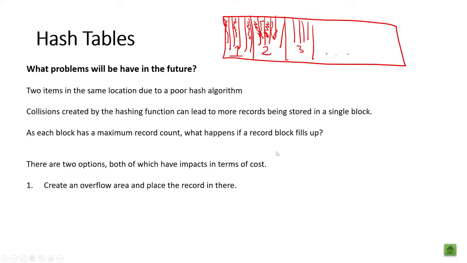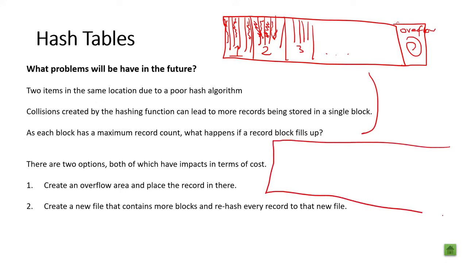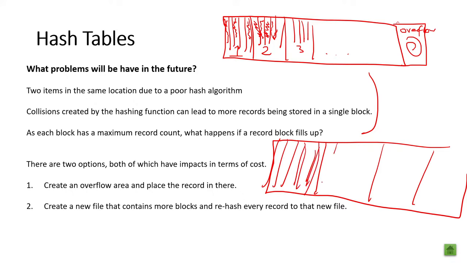So, we can create an overflow at the end. Overflow. And we linear search this. Or, what we can do is we can create a new file. Here we go. And we can make new blocks, bigger blocks, with more options in them, or more sections in them.